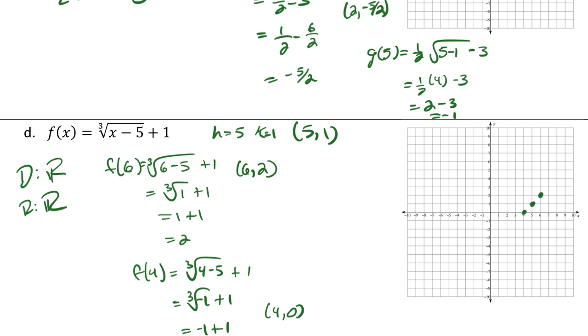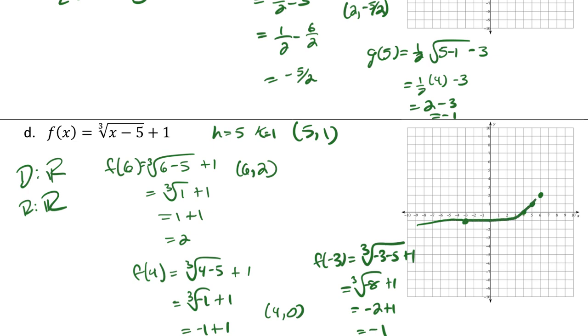And let's choose then, let's choose negative 3. f of negative 3 equals the cubic root of negative 3 minus 5, plus 1. So the cubic root of negative 8 plus 1. This is negative 2 plus 1 equals negative 1. Negative 3, negative 1. And that's going to be my graph right there.